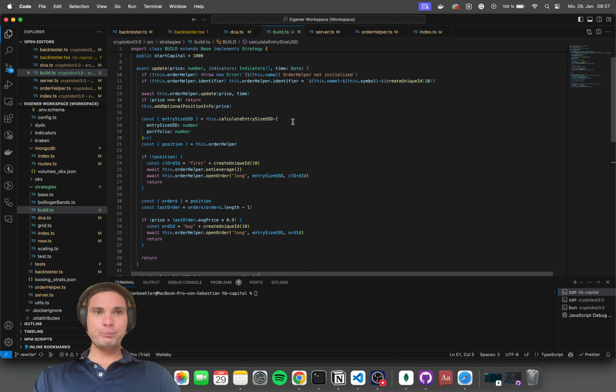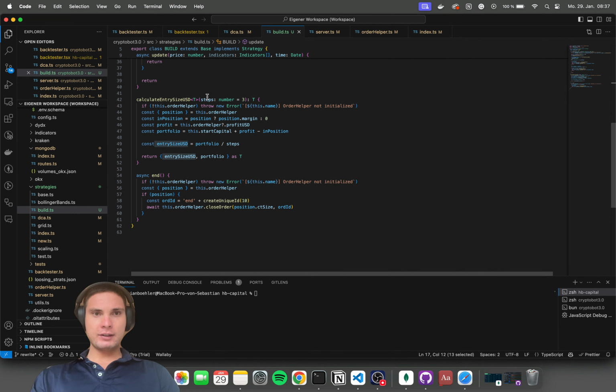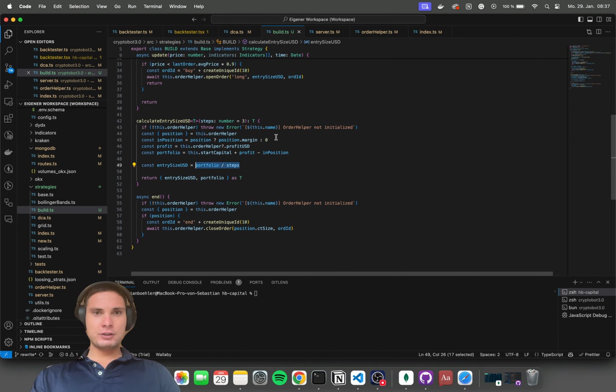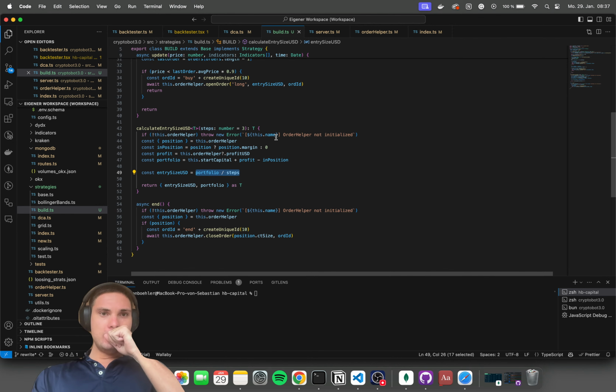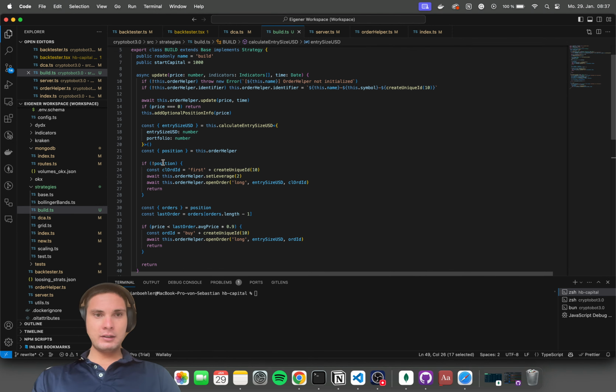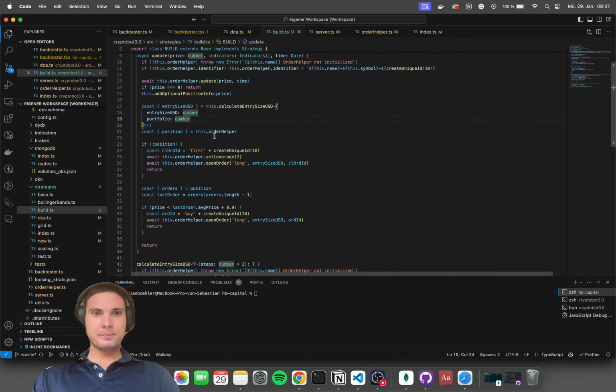And for now, the strategy is we calculate our entry size here in a helper function, which is basically a third of our available capital we always use to enter a position or increase the size of the position. So we see here, if there is no position open, we open a position with a 2x leverage and the entry size provided from here, so a third of the portfolio.